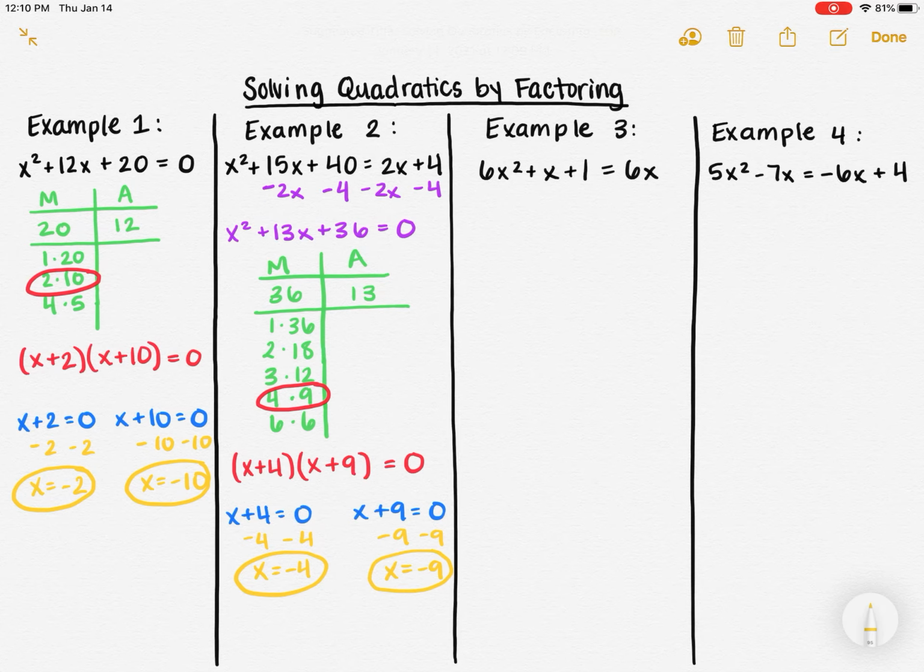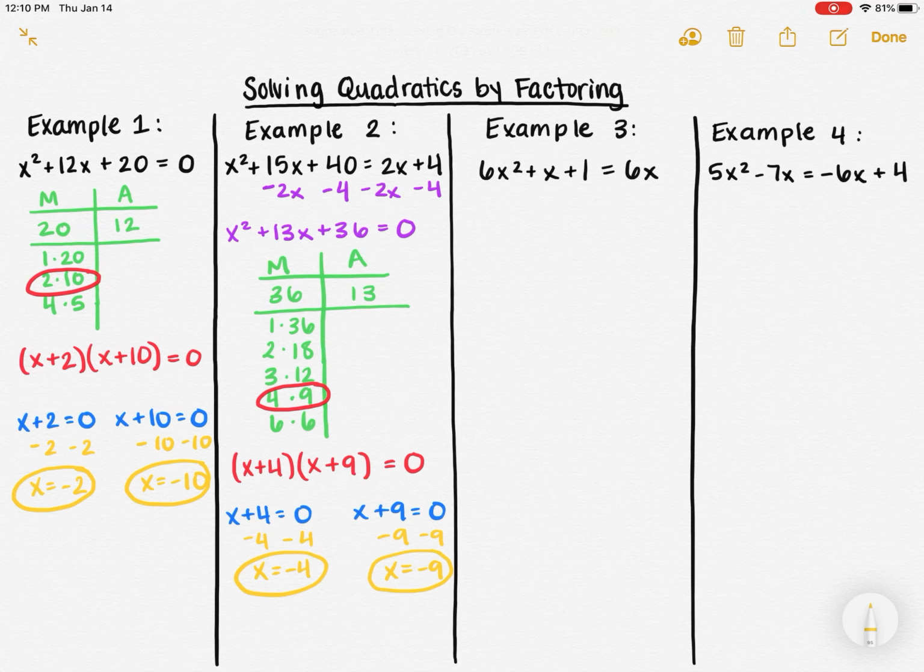All right. Now example 3 looks a little different. As you can see, we have this number in front of the x squared besides 1. Normally we've only had a coefficient of 1. Now we have a coefficient that's bigger than 1. So in this case we have a 6 in front. We've got 6x squared plus x plus 1 equals 6x.